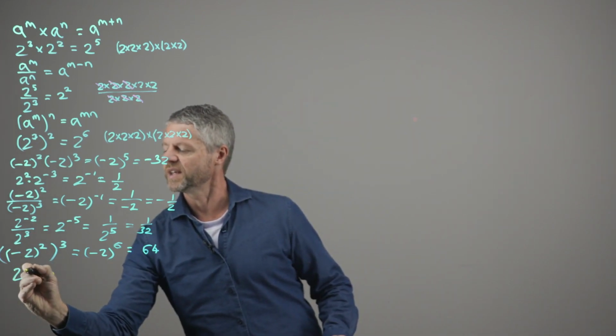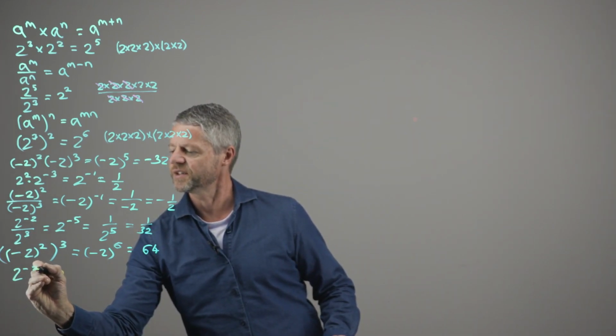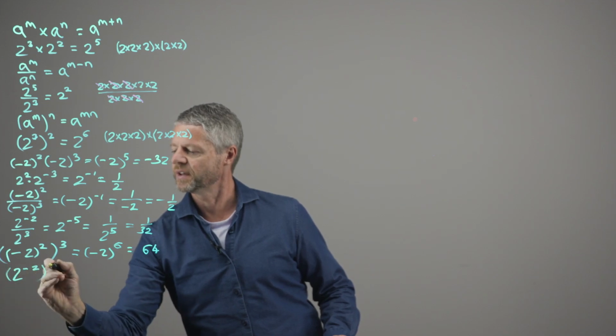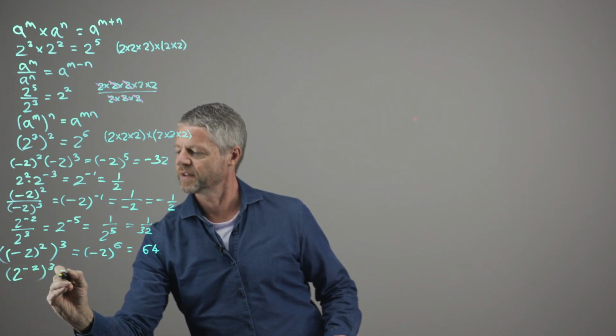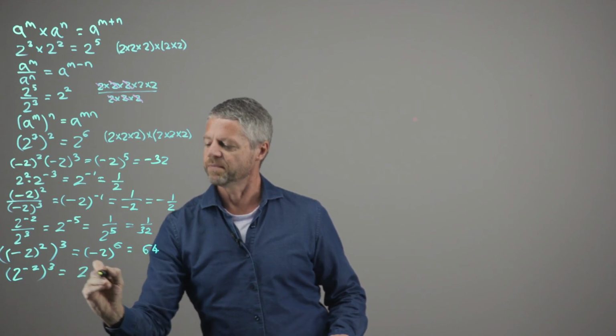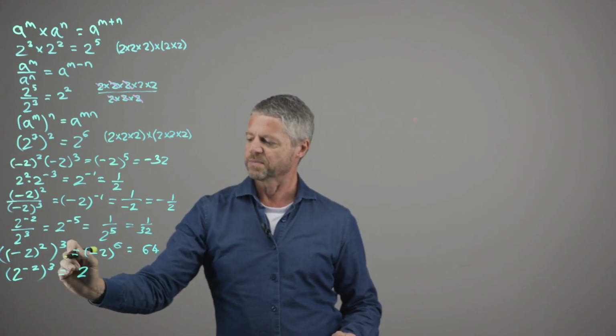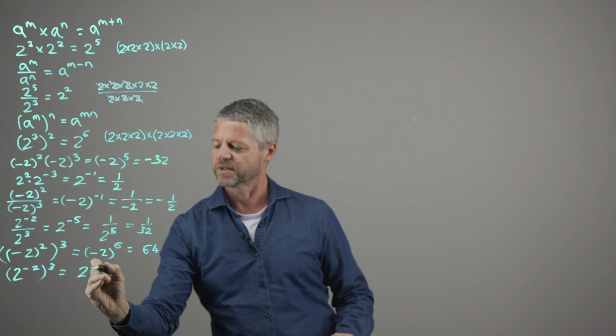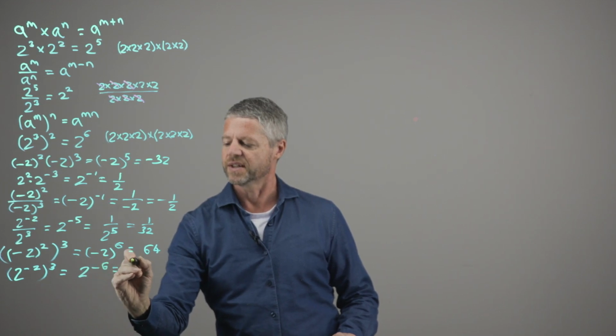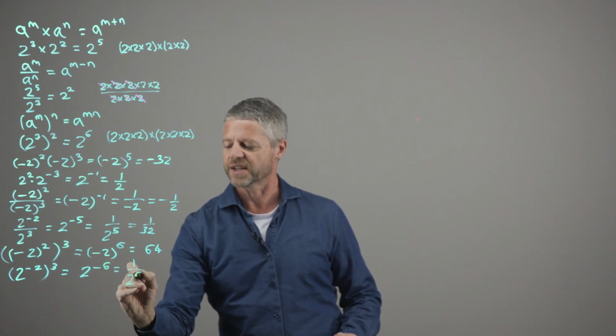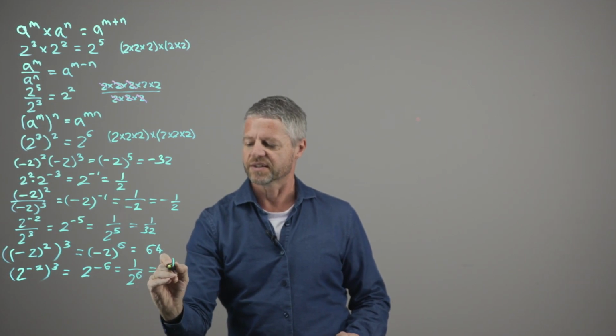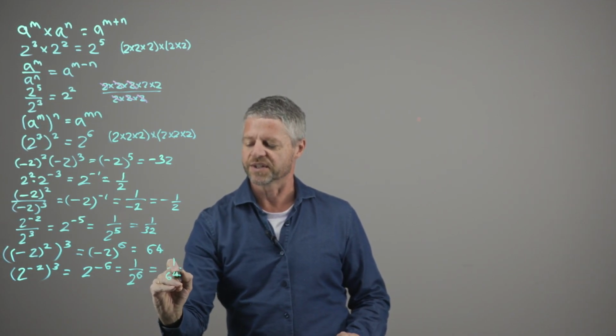And then one last example here. Let's do 2 to the minus 2 cubed. So write down my base, multiply my exponents. So 2 to the minus 6. So that's the same as 1 over 2 to the 6. So that's equal to 1 over 64.